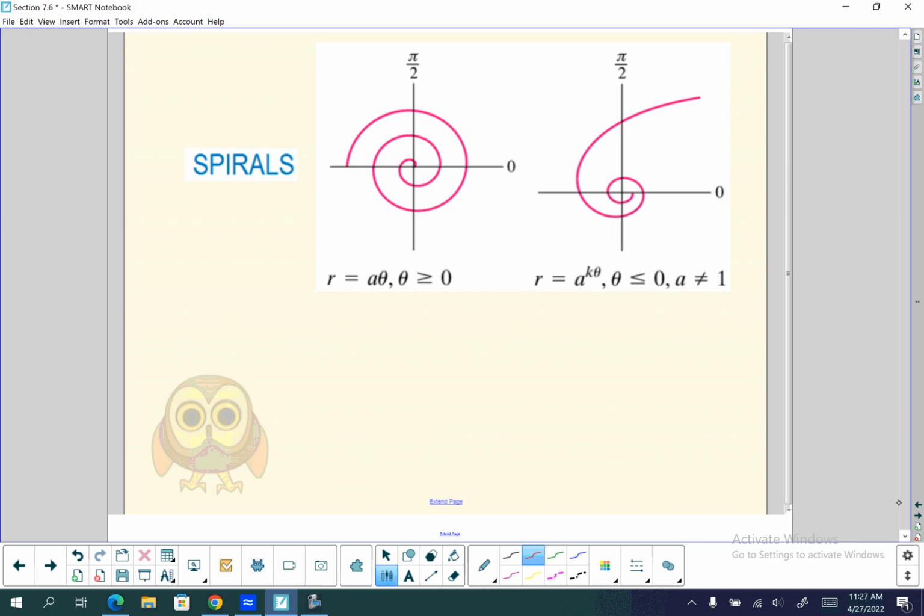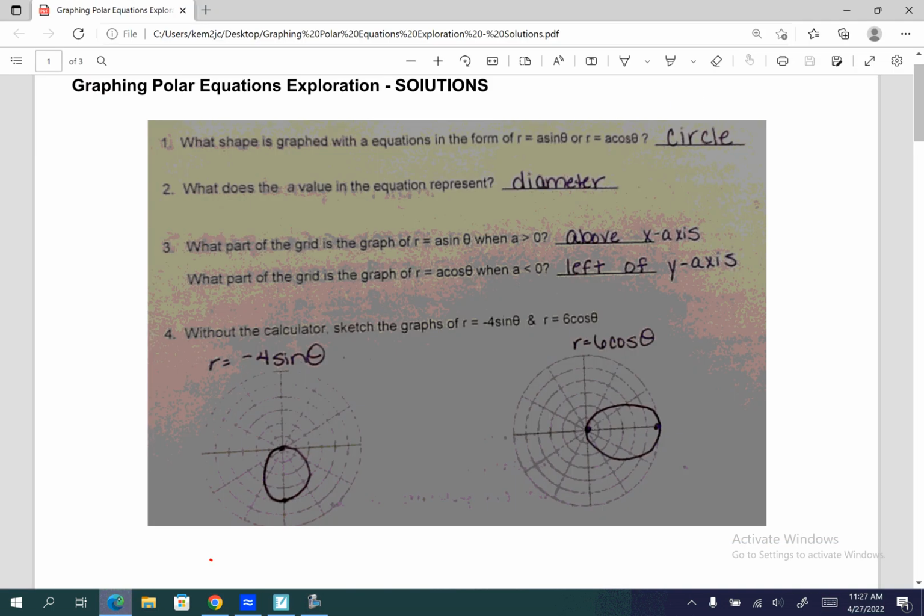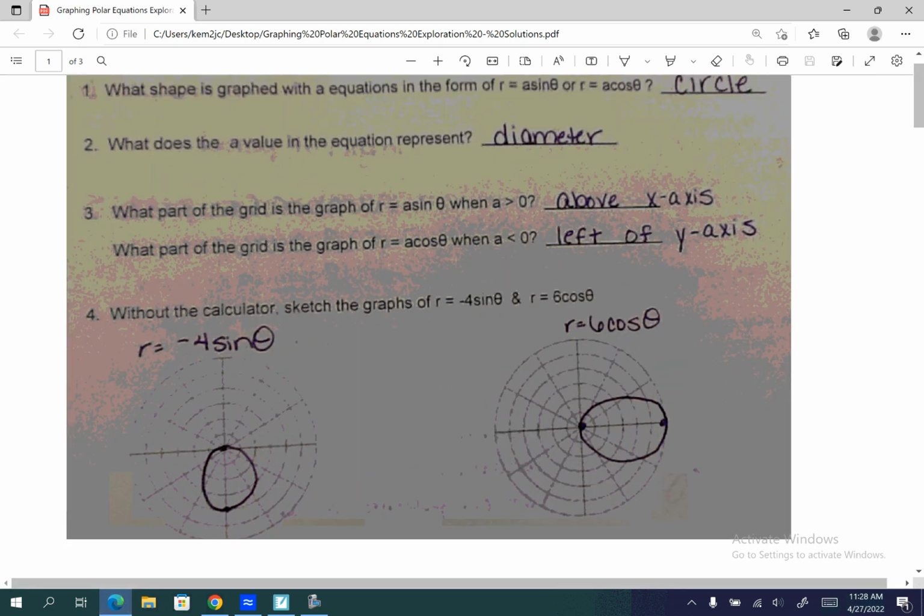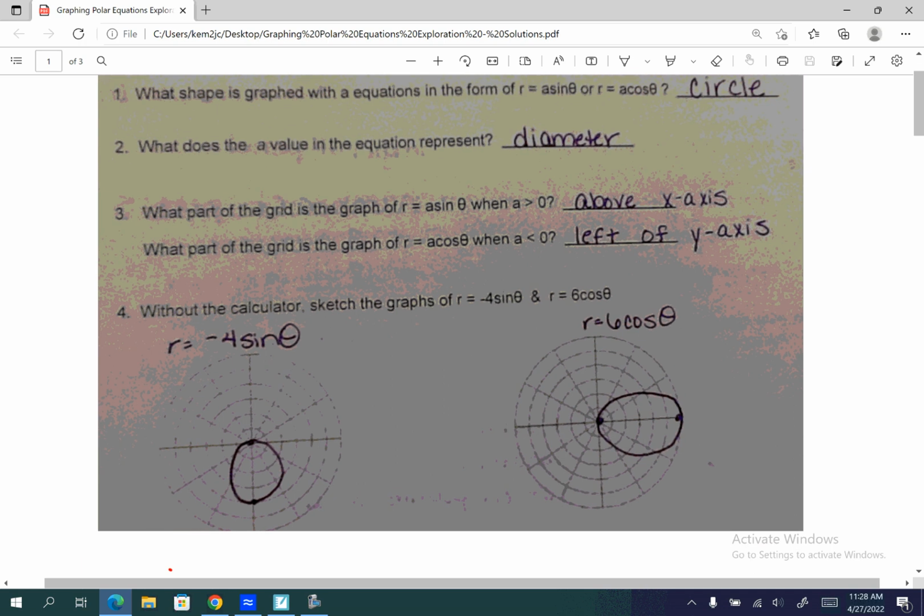All right, so to that packet, I didn't capture on here the graphs that you guys made. I just captured the, and it's a little dark, but you get the idea. I just captured the answers on the bottom of each page that you were supposed to kind of figure out based on the pictures that you were sketching.